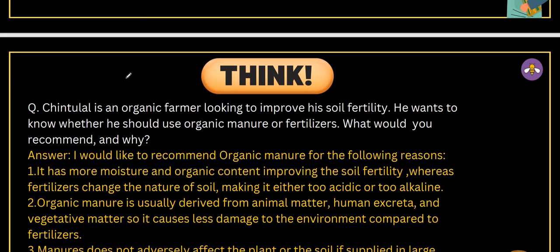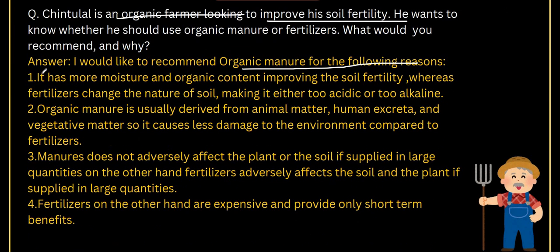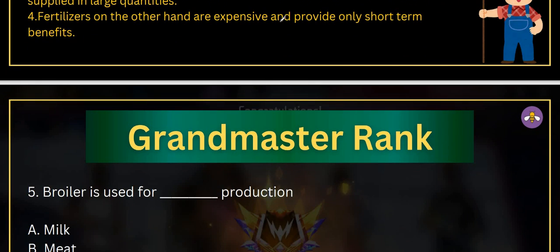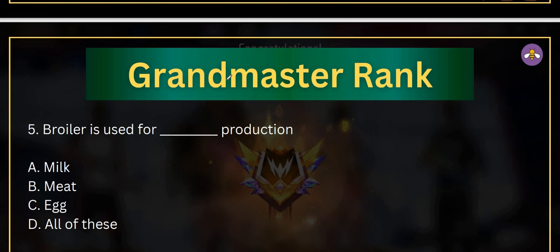Think, Chintu Lal is an organic farmer looking to improve his soil fertility. He wants to know whether he should use organic manure or fertilizer. What should you recommend? So I would recommend organic manure for the following reasons. It has more moisture and organic content, improving soil fertility. Whereas fertilizers change the nature of soil, and fertilizers are, to some extent, good, but they also ruin the natural fertility of the soil. Manure does not adversely affect the plant or the soil if supplied in large quantities. On the other hand, fertilizers adversely affect the soil and plant if supplied in large quantities. Fertilizers, on the other hand, are expensive and provide short-term benefits.